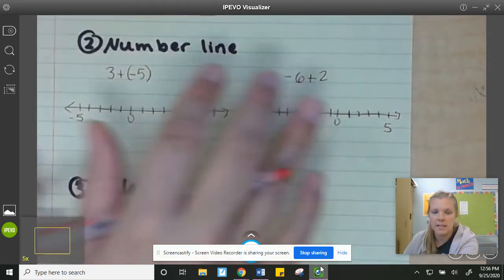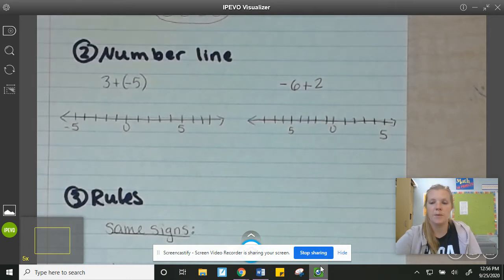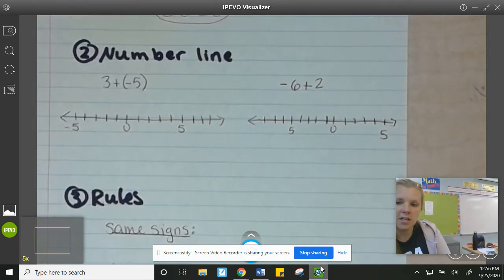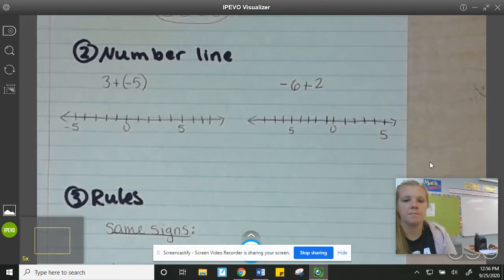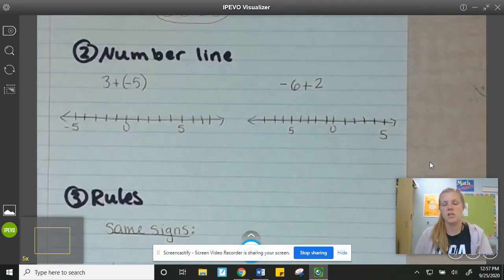All right, the next method is using number lines. Number lines are great, and when you get to come into my classroom, I have a number line hanging on a front board. If you see it right there. Number line is very, very helpful. It's a nice visual representation.